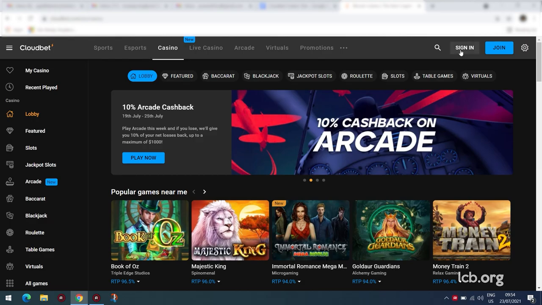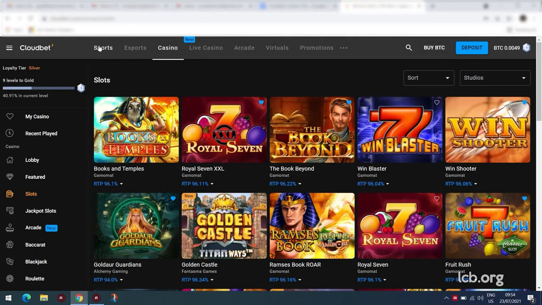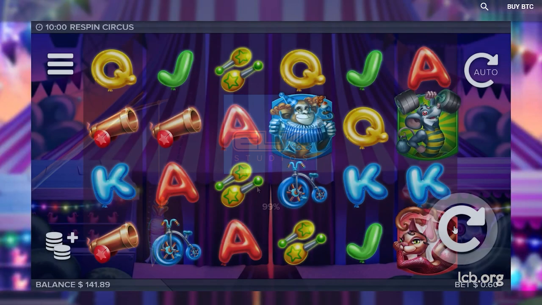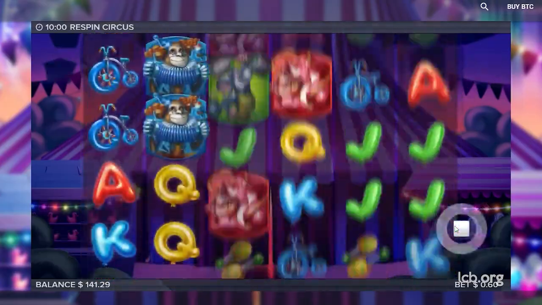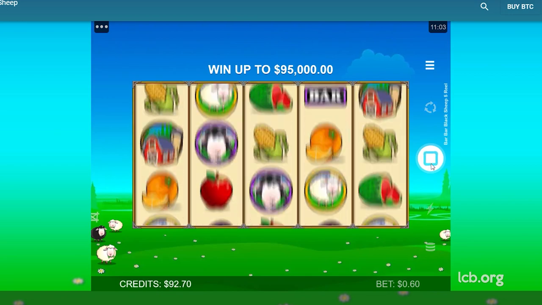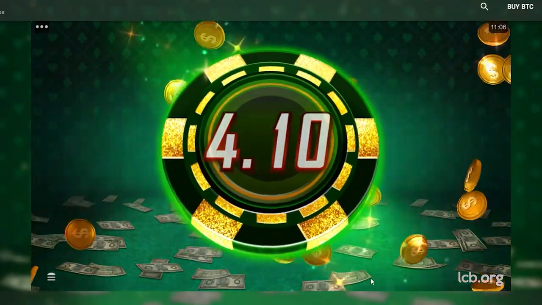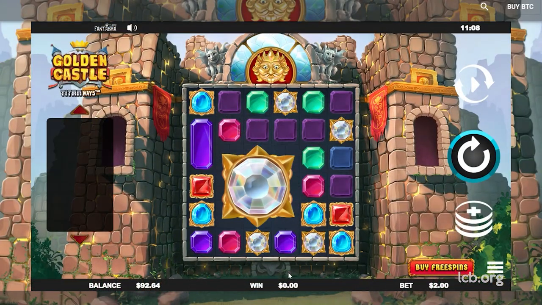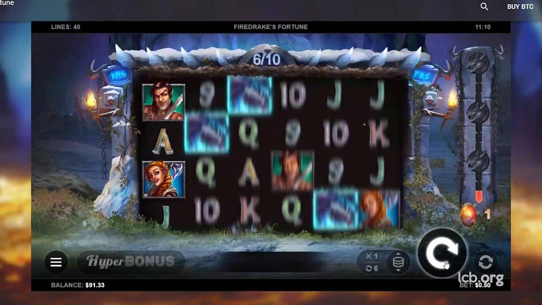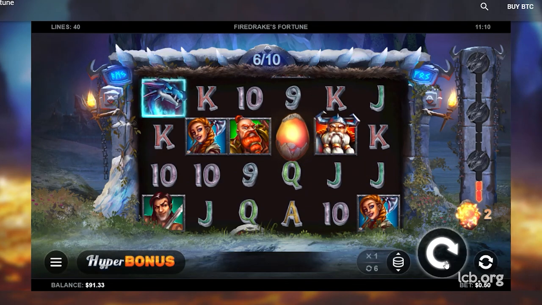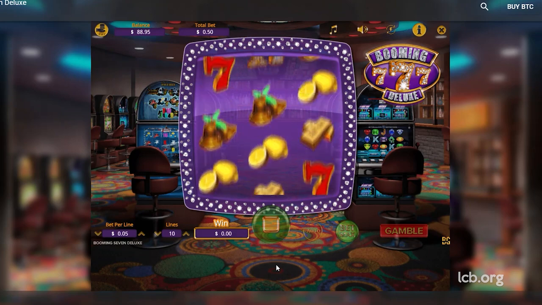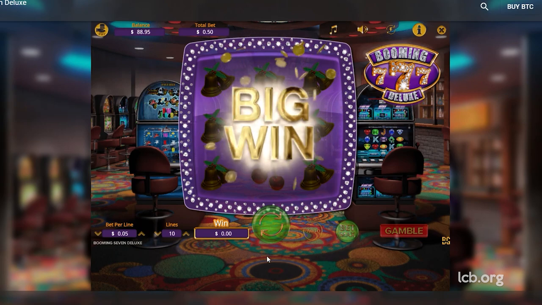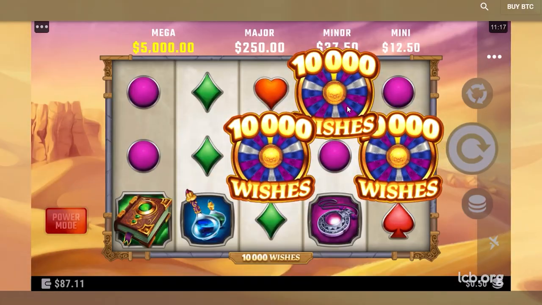On July 23rd, 2021, the next day, she had another playing session. Joker Leprechauns by Kalamba Games was her first choice, followed by Respin Circus by ELK Studios and Bar Bar Black Sheep by Microgaming. Later on, she played Hyper Gold by Gameburger Studios and wanted to check out Golden Castle by Phantasma Games, but she gave up. Instead, the tester returned to Fire Drake's Fortune by Kalamba Games. Her next choice was Booming 7 Deluxe by Booming Games, and in the end, 10,000 Wishes by Alchemy Gaming.